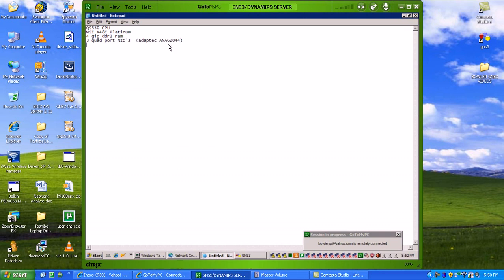Again, I just went to eBay and bought them off of there. Sometimes if you look and you find them, you'll catch them for about $15 to $20 a piece, which is pretty good. Most other sites, you'll catch them for like $50 or $60. Anyway, I've had good luck with the DabTech ANA 62044.